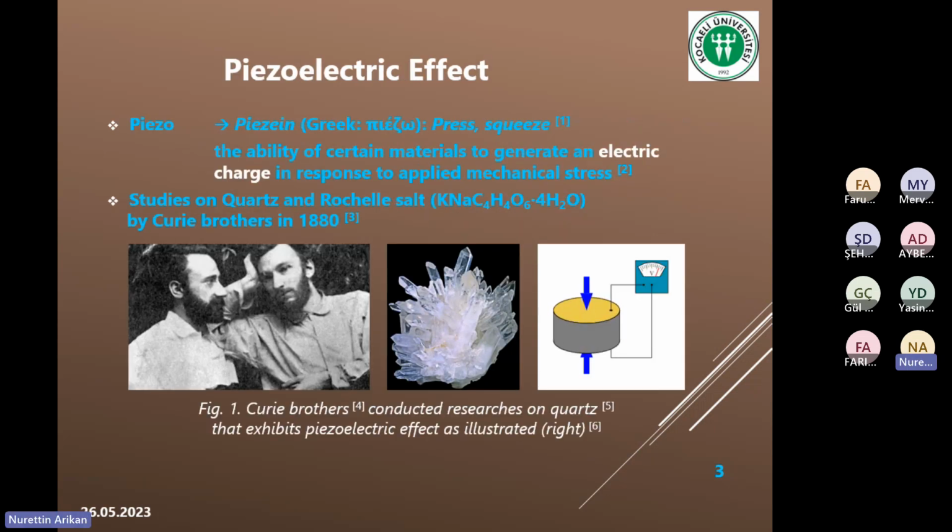I would like to give brief information about the piezoelectric effect. Piezo, the word piezein, is derived from ancient Greek, and it means press or squeeze. The piezoelectric effect is the ability of certain materials to generate an electric charge in response to applied mechanical stress. In other words, we apply stress or we generate an impact onto a material, and it will create a signal, here a very low electric voltage, in order to process it afterwards.